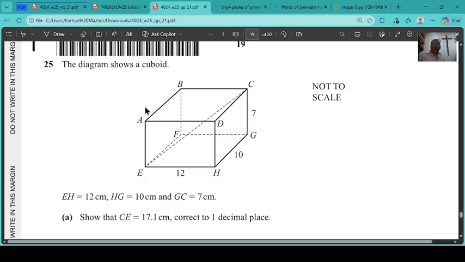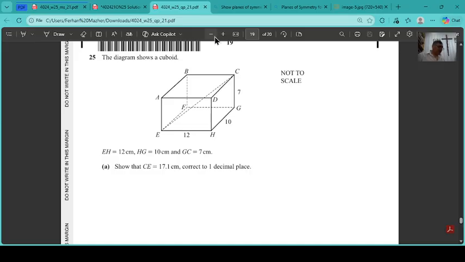It's a 3D figure. So this side is 12, this side is 10, this height is 7. He says EH is equal to 12 centimeters, HG is equal to 10 centimeters, and GC is 7 centimeters. Show that CE, this diagonal, is 17.1 centimeters, correct to one decimal place.